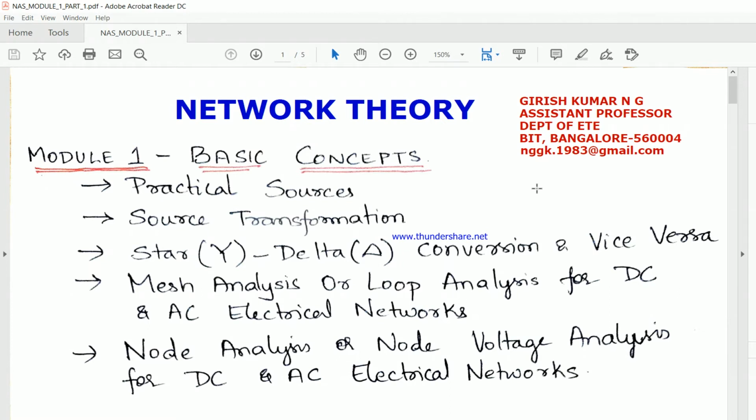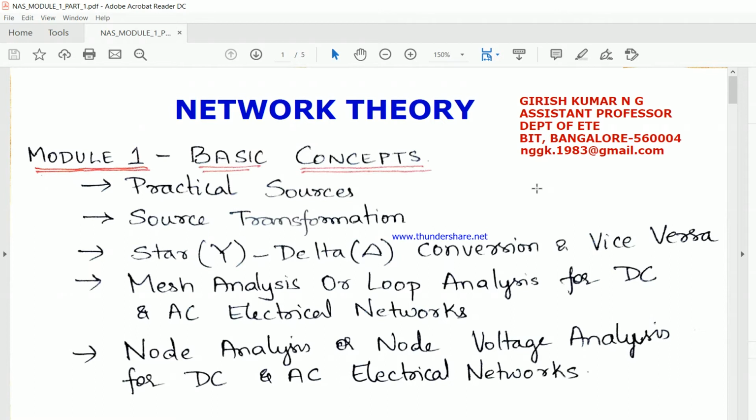So first of all, what are the basic concepts that we have in network theory? That is what we will be covering in module 1 as per your syllabus copy. Module 1 is related to the basic concepts that we need to learn. We will be learning some of the basic concepts related to solving the electrical network that we have, and how to reduce the size of the network so that the electrical parameters like voltage, current, power, and so on can be calculated easily.